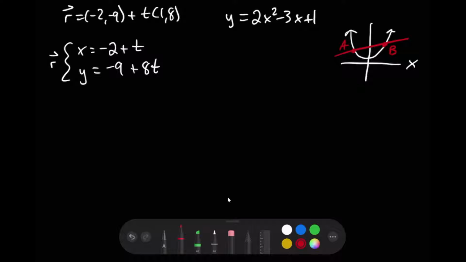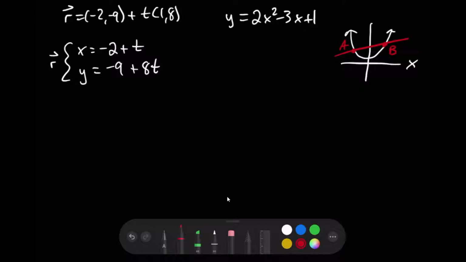And what do I know about those points? Well, they are points of intersection. They are going to exist on both of my curves, so my linear line and my parabola. And so at those values, they're going to have the same x and y values. And there's going to be 2 of them because it's a parabola, so it's going to intersect at 2 different points. So let's go ahead and find those values.